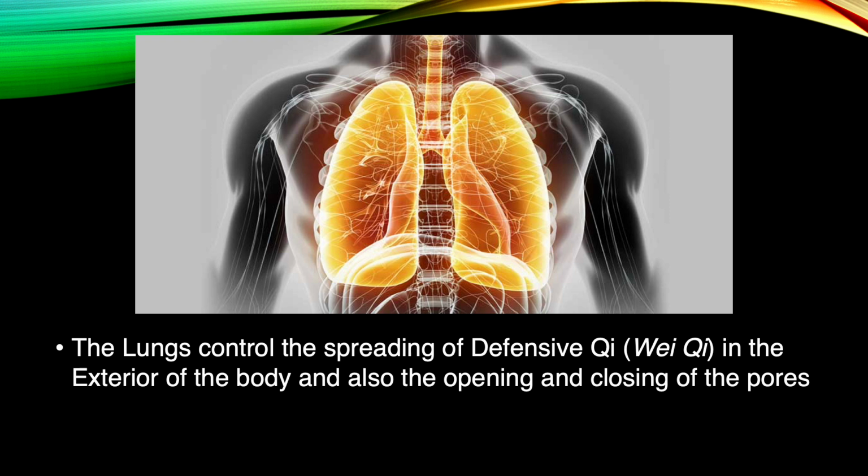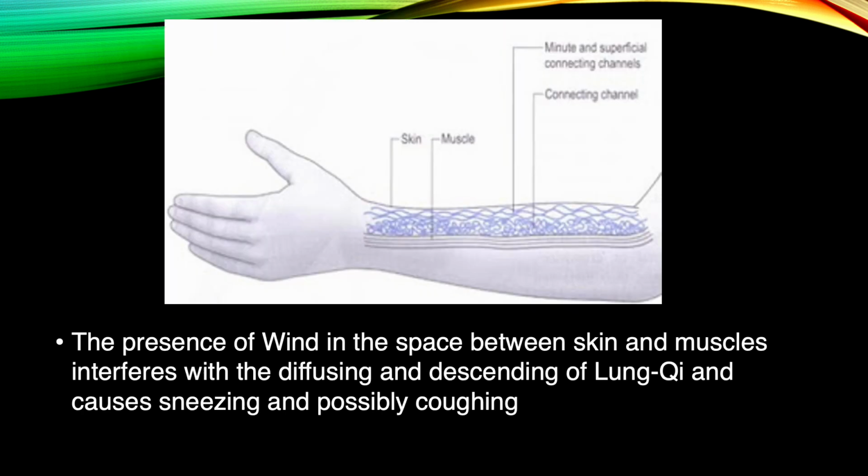The lungs control the spreading of defensive Qi, or Wei Qi, in the exterior of the body, and also the opening and closing of the pores. The presence of wind in the space between skin and muscles interferes with the diffusing and descending of lung Qi and causes sneezing and possibly coughing.